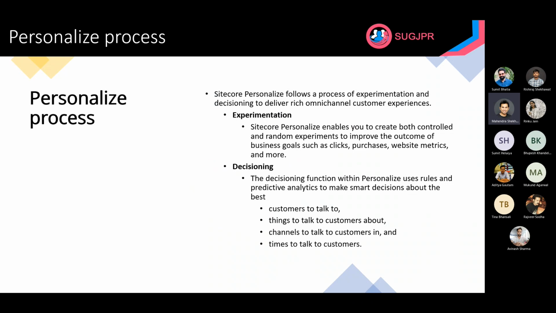The second thing is decisioning. Decisioning is a function which uses personalization rules and predictive analytics to make smart decisions about the best things, for example, the best customer to talk to, the best thing to talk about, the best channel where we want to talk to the customer, and the time to talk to the customer. For example, the best customer is the one you want to target for a particular purpose. The best thing is your product which you want to share with the customer.